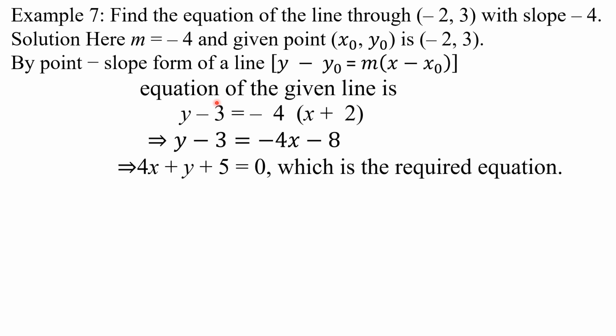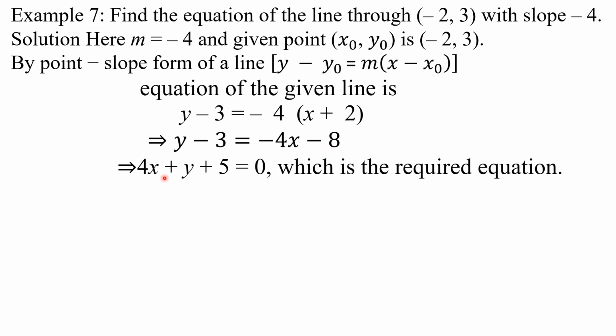Okay, my children. The equation of the given line is y minus y naught. What is y naught here? 3 is equal to m. What is m here? Minus 4 into x minus x naught. So x minus of minus 2. What will we get here? Plus 2. Understood this step, my children? Right. This implies y minus 3 is equal to, by multiplying these two, what will you get? Minus 4x minus 8. Understood this step, my children?